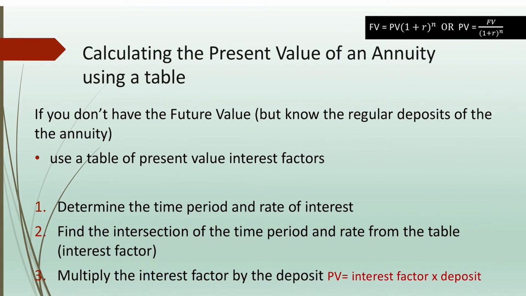Now, if we want to calculate the present value of an annuity, but we don't have the future value, the only way we can do that is if we know the regular deposits. So if we don't have the future value, but we know the regular deposits of an annuity, we can use a table of present value interest factors.